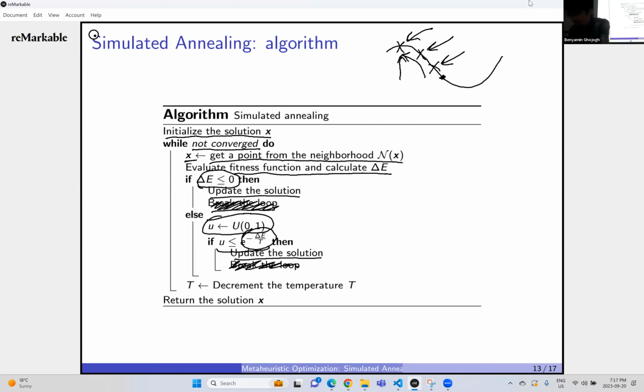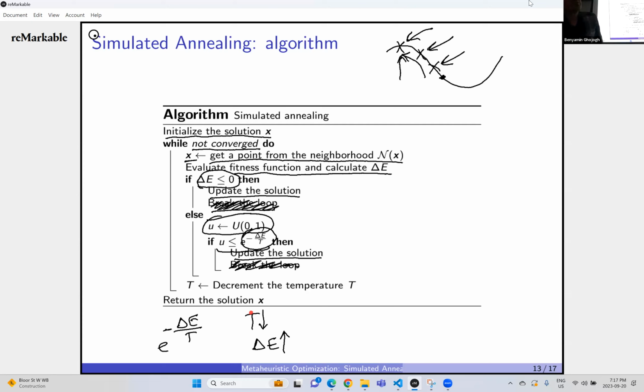In other words, let me tell you one thing. This probability is e to the minus delta E over T, right? How does this probability go down? In two ways. Either T is decreased or delta E is increased.